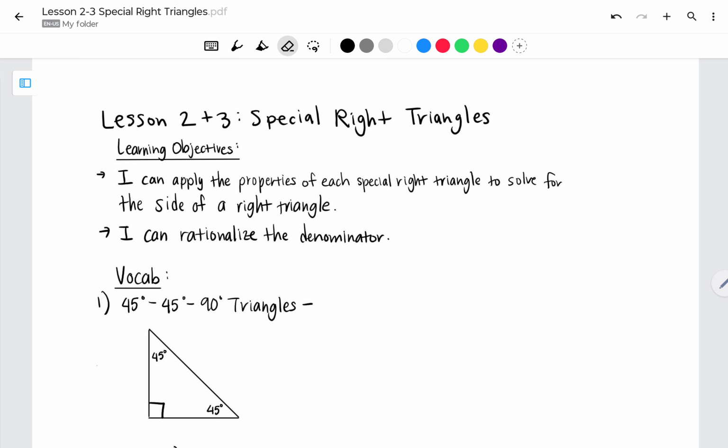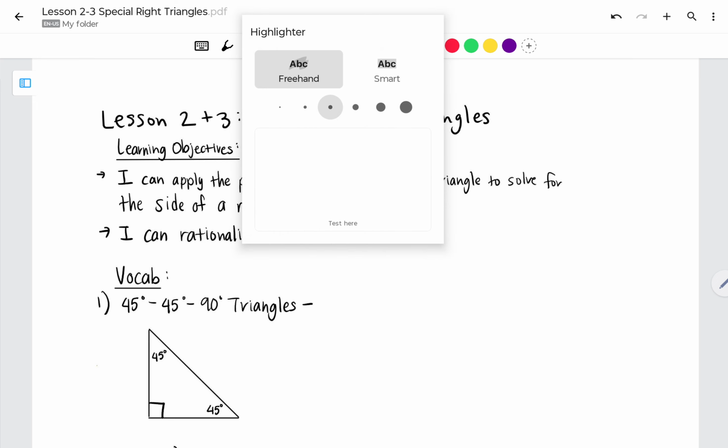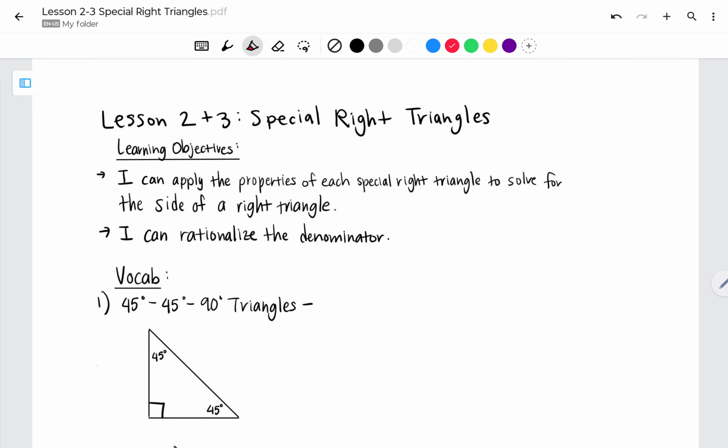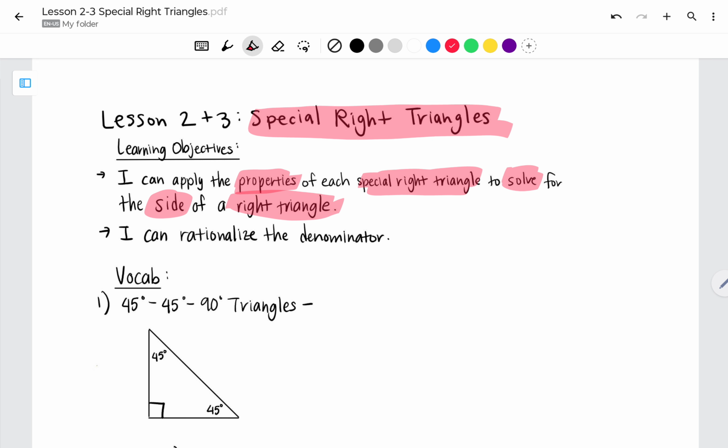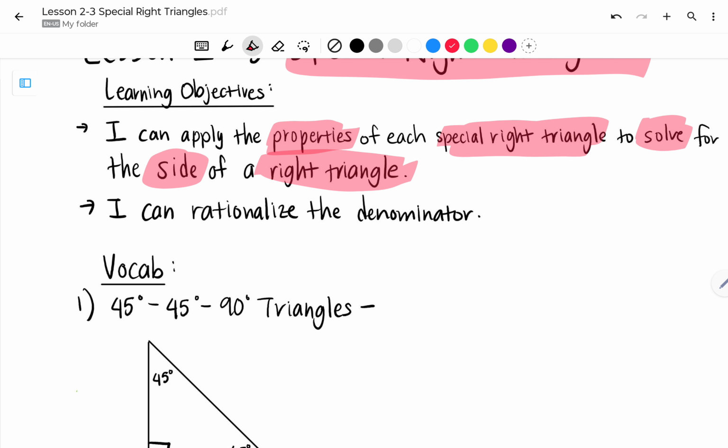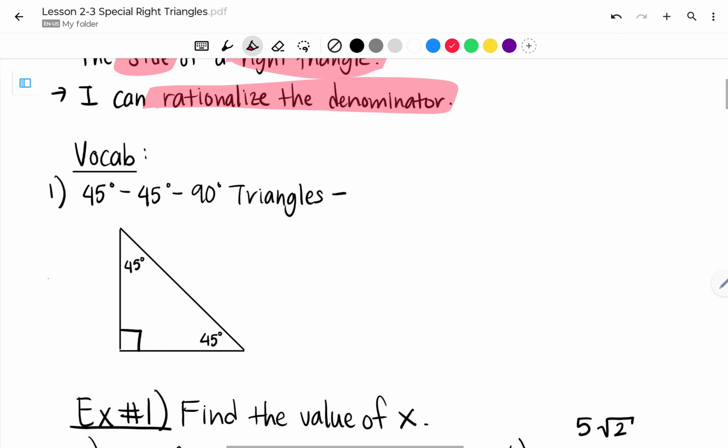Okay. The main thing to take from this lesson is that we're learning about special right triangles. The learning objective here is I can apply the properties of each special right triangle to solve for a side of a right triangle. And then later on, we're going to talk about rationalizing the denominator. What does that mean? Okay.